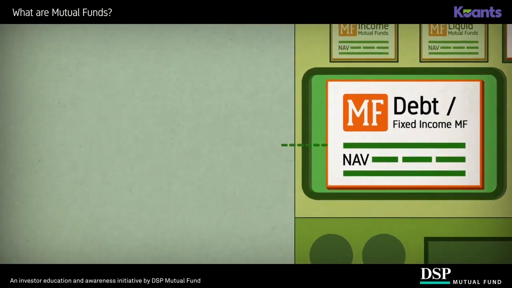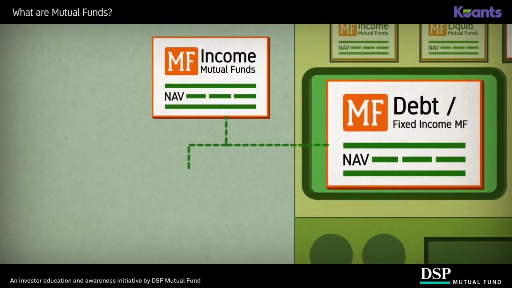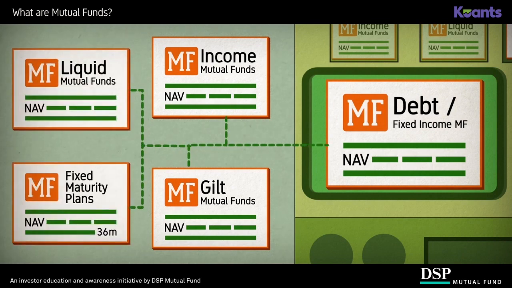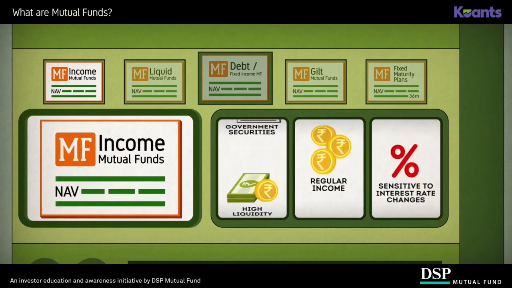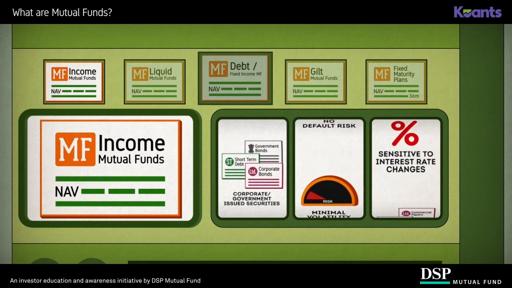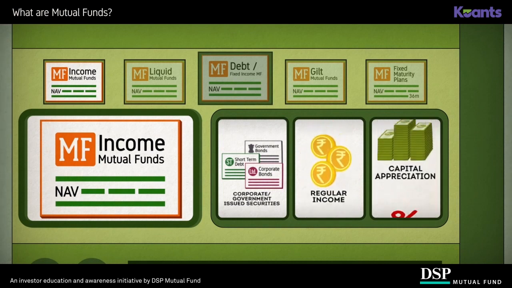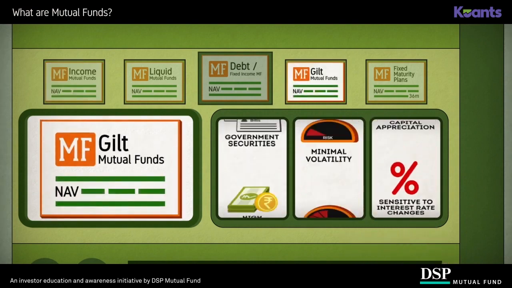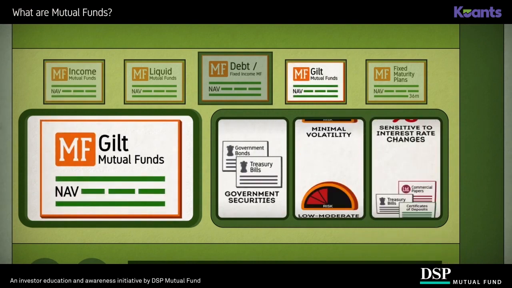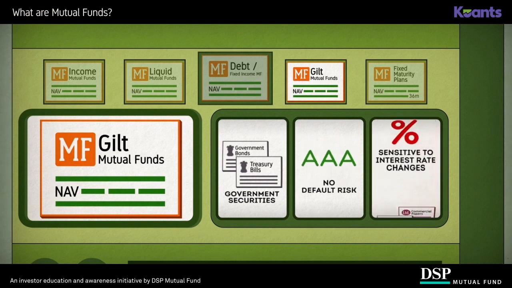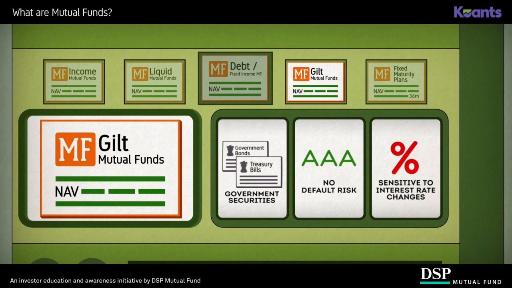The various types of debt funds include income funds, gilt funds, liquid funds, and fixed maturity plans. Income funds primarily invest in a mix of corporate bonds and government-issued securities seeking to provide returns in the form of income with potential capital appreciation. Gilt funds invest in government securities of medium to long-term maturities. They do not carry default risk.